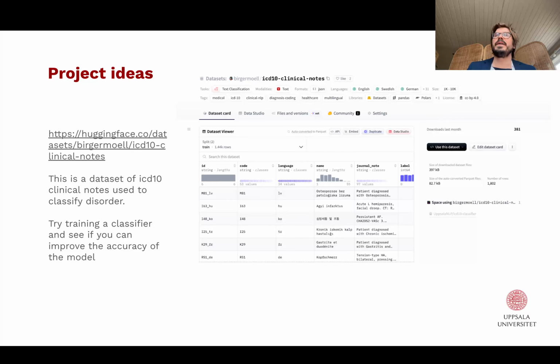Going forward, we're going to have a project where you will do something with embeddings. We're going to look at whether you can make a dataset, whether you can make a classifier, and whether you can make a demo of this classification model. Here's an example of an idea that could be interesting. This is a dataset of ICD-10 clinical codes, which are codes for what disorders you have, and you can look at whether you can train a classifier. This is just one example of what you could do.